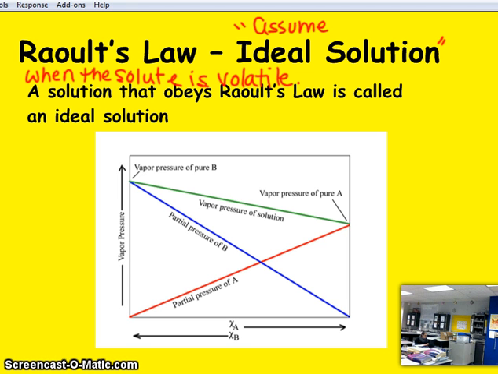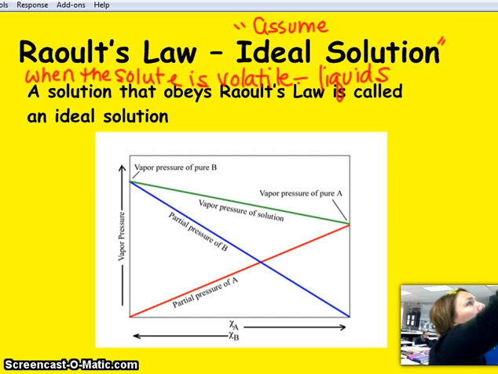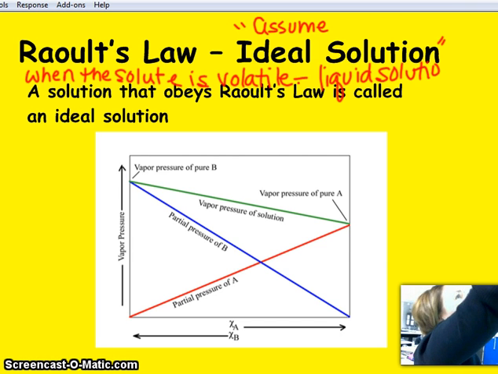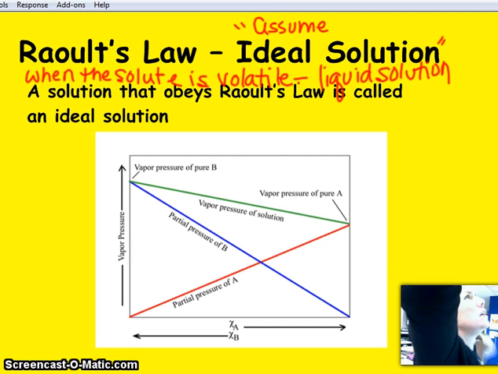Is that all it says? Just non-ideal, and then a sentence after that. What's the sentence? Liquid solutions in which both components are volatile. Okay, that is what we're doing. So this part deals with liquid solutions in which both components are volatile, but we don't call them non-ideal. We call them ideal. We assume they're ideal.